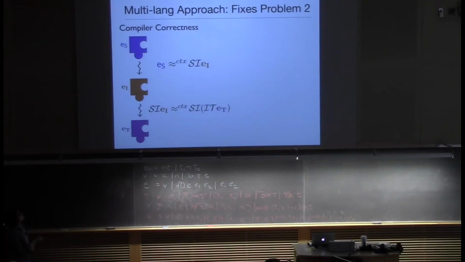ES is contextually equivalent to SI, which is contextually equivalent to SIT. And we get the final compiler correctness theorem that we are actually interested in. The SIT here is an abbreviation for SI of IT. Okay? I'm just saying that these boundaries, you can keep layering them on top, and they compose.